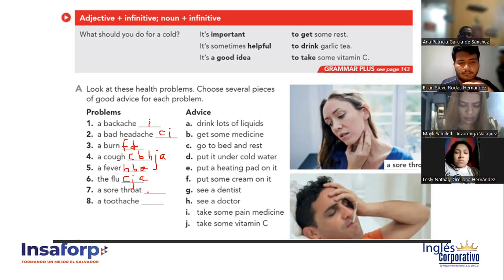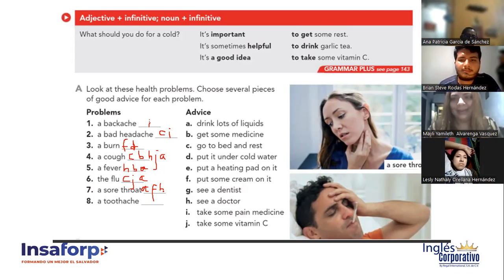Okay. Sore throat. Drink lots of liquids. Put some cream on it, on the throat. A cream like Vicks VapoRub. Or see a doctor, because maybe you have an infection. You don't know.